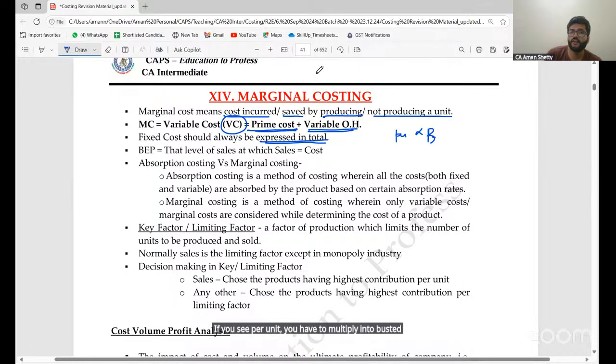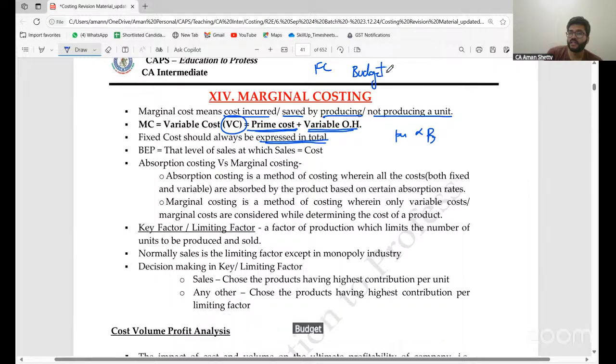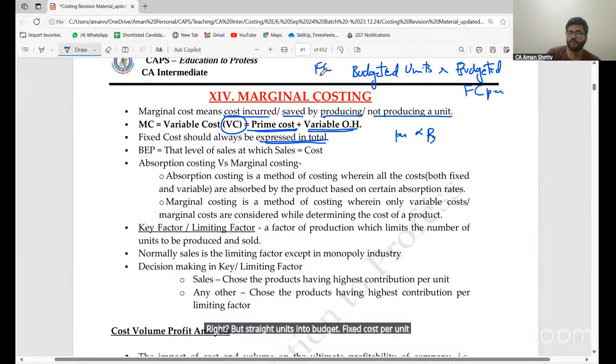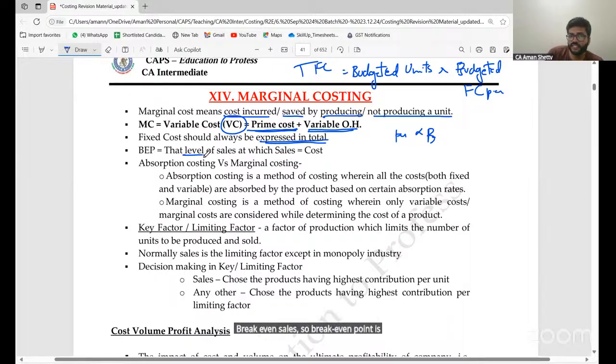If you see per unit, you have to multiply into budgeted units. So, what is the formula for fixed cost? Budgeted units into budgeted fixed cost per unit. Multiply both, you get the total fixed cost. Break-even point is that level of sales at which sales is equal to cost.